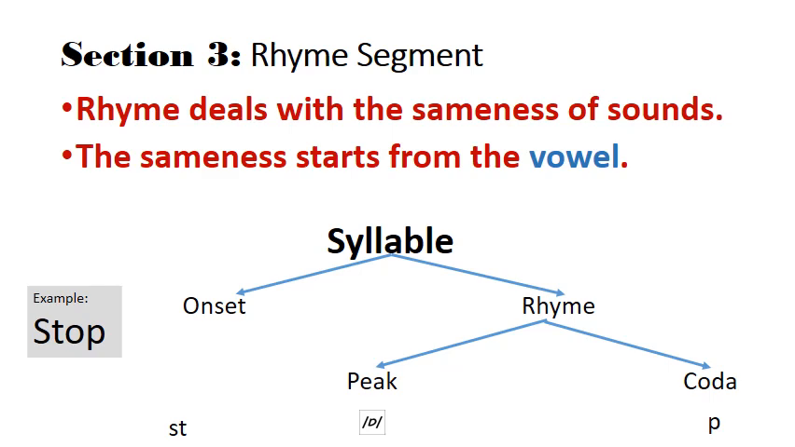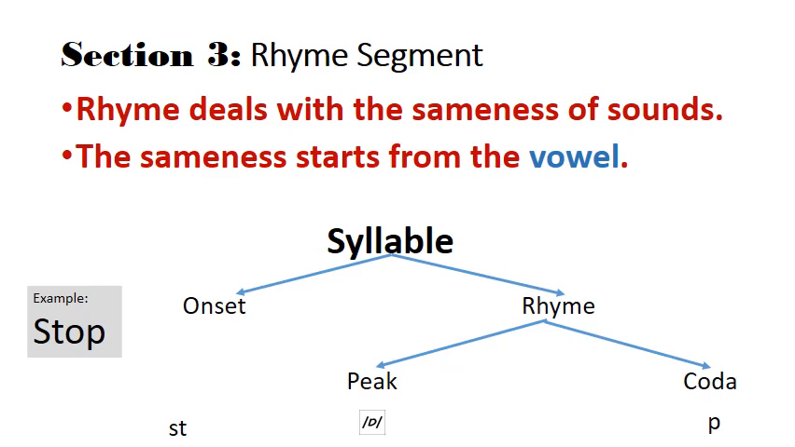Let's use the word stop as our example. In stop, there are 4 sounds: S, T, O, P. The first 2 sounds, which are consonant sounds, will be the onsets. The O will be the peak, which is the vowel, and the P will be the coda. For rhymes to occur, we start from the vowel, we move to the coda, and we can only talk about the onset if we have clashes.